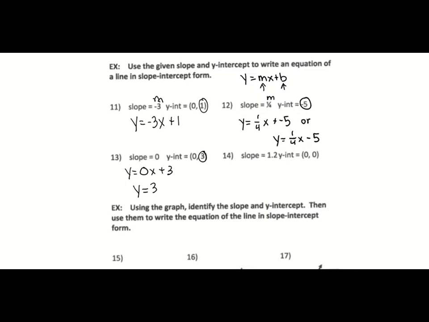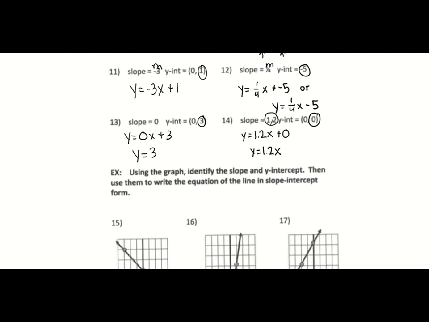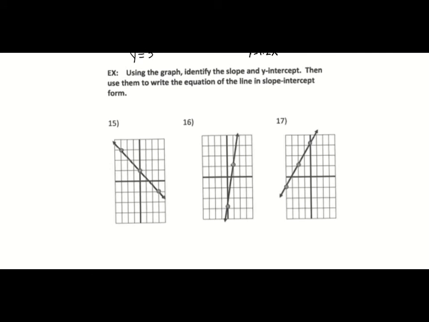My last one, my slope is 1.2. So I write y equals 1.2x, and my y-intercept is 0. So I have plus 0, and I can get rid of that 0. I get y equals 1.2x. Our last examples here say use the graph, identify the slope and y-intercept, and then use them to write the equation.